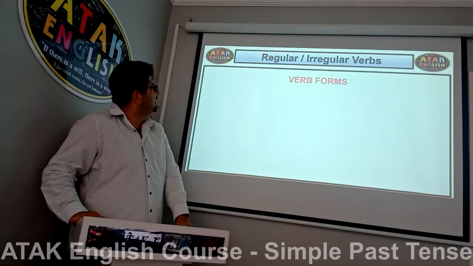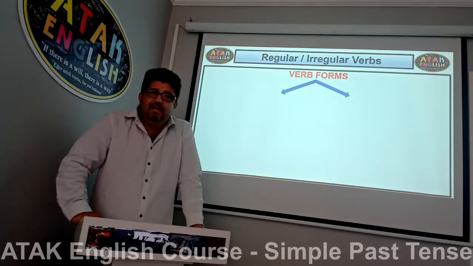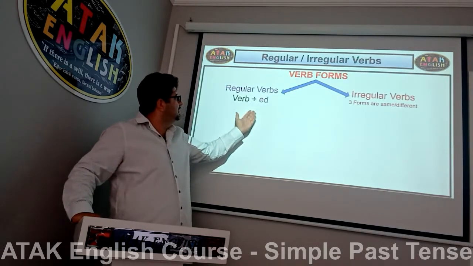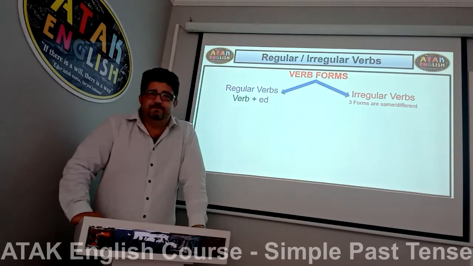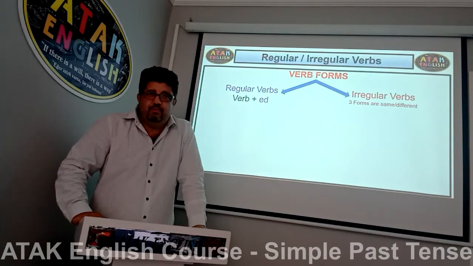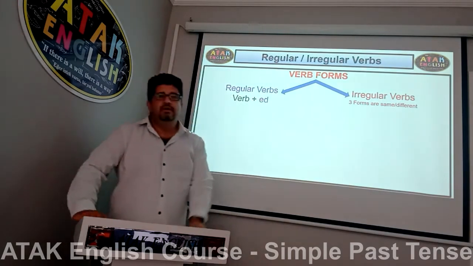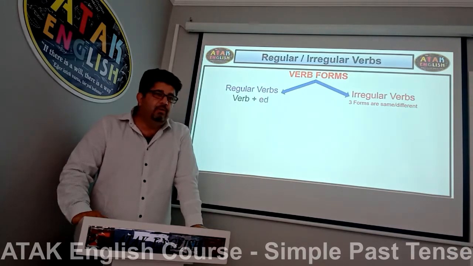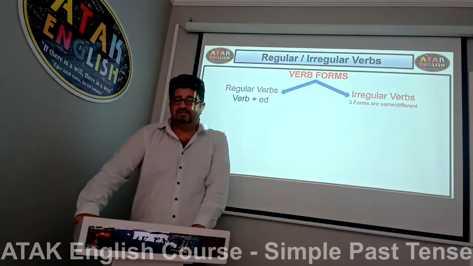Let's see verb forms. How many verb forms do we have actually? 1, regular verbs, and 2, irregular verbs. For regular verbs, I just put ed at the end of the word. And for irregular verbs, all 3 forms are sometimes the same or different, or even sometimes the second and third forms are the same.